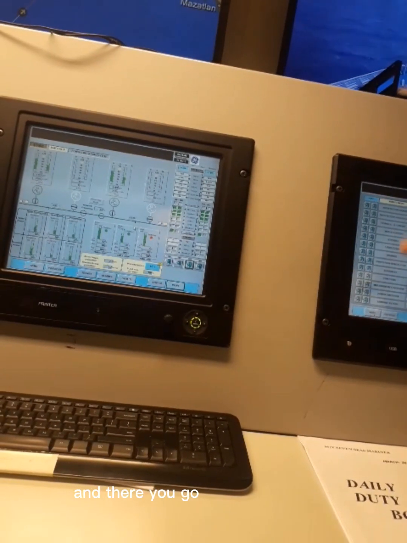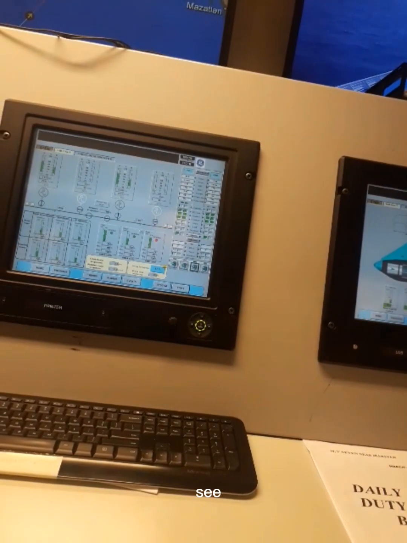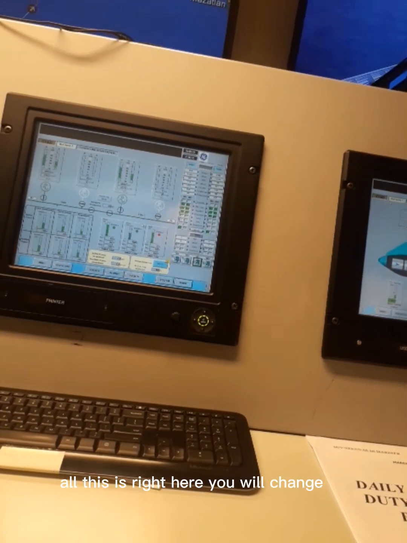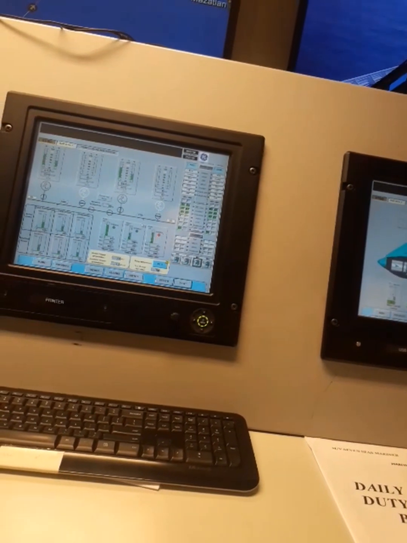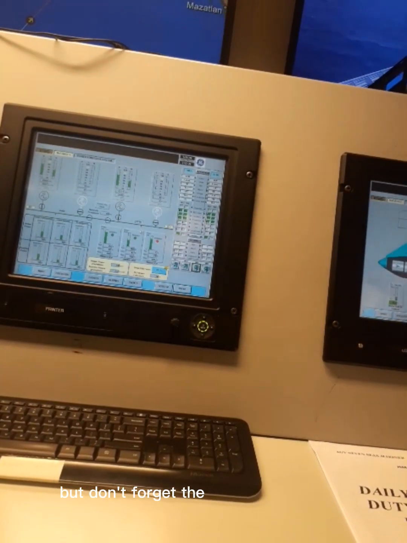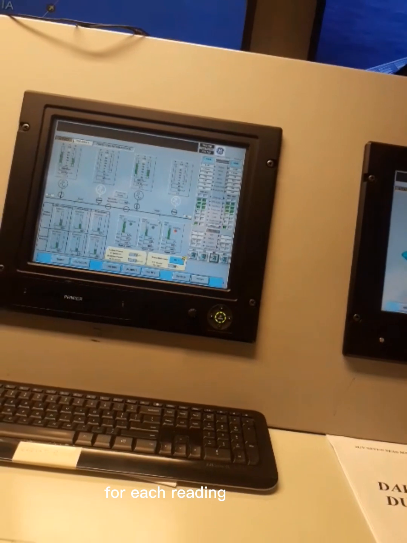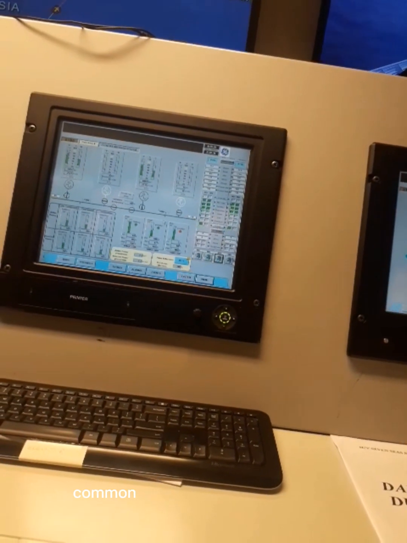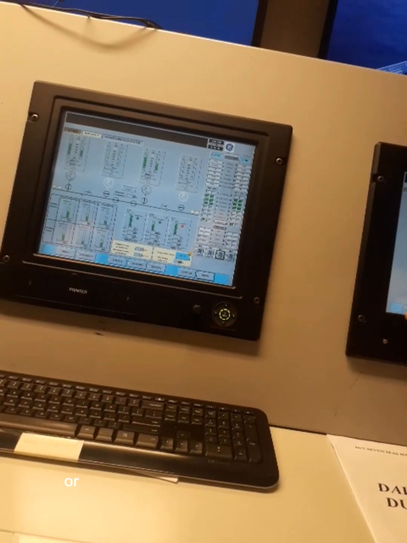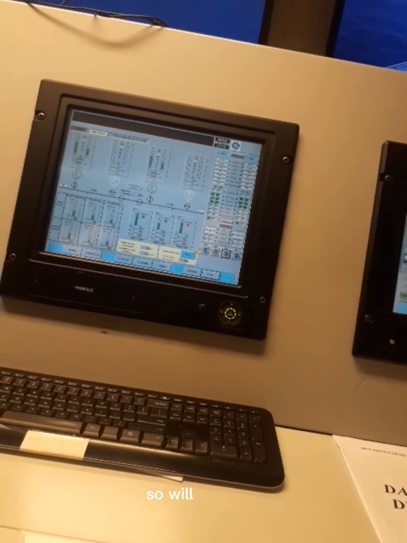And then you go one by one, motor side. See? Always it is right. Here you choose the drive. Of course the pictures will be the same, but don't forget the temperature control for each reading is different. Yes. Common parts will be common parts. So if you go to the bearing side or to drainage, lubrication side for example, it will be similar, no?